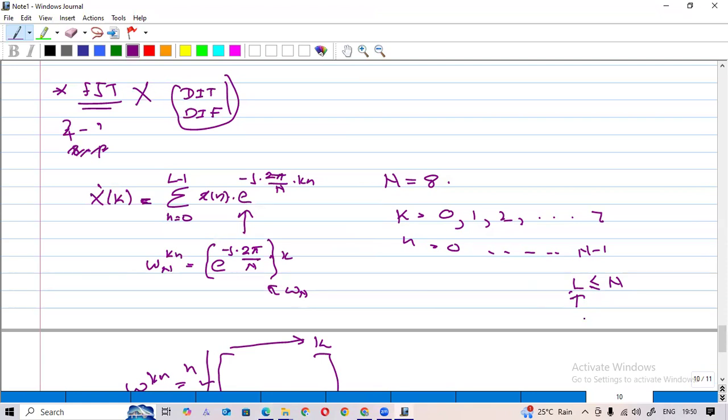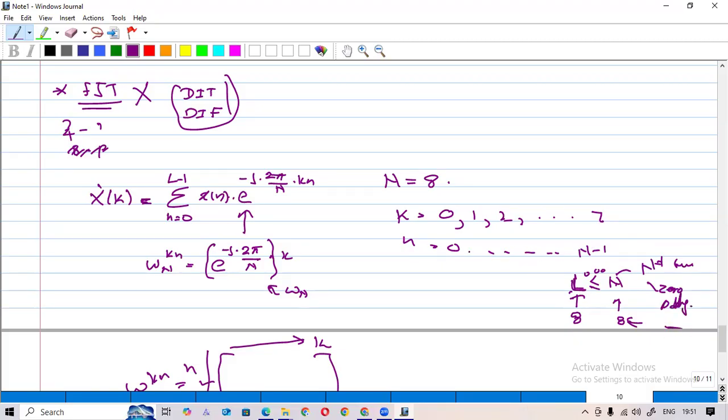So L is 8. Here the sequence length is this. In this question L is also 8, and N is 8. That means you are asked to find the 8 samples. This N is the number of samples. So always the number of samples should be greater than or equal to L. If it is not equal, you need to add zeros at the end of the sequence. That is referred to as zero padding. I think we have done these questions. It is not much difficult.